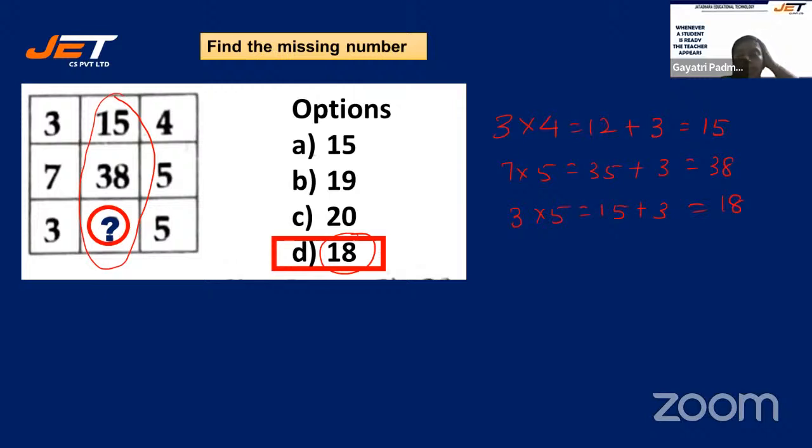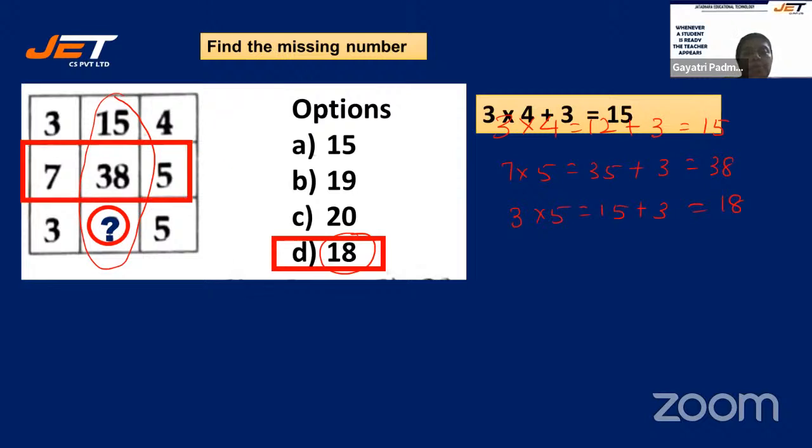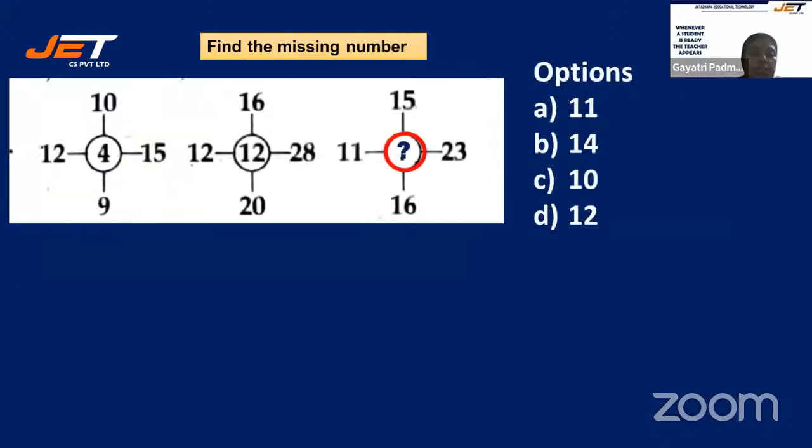So only thing is you need to check. There is some hidden format. That format has to be found out and applied. Yes, I'm sure you must have understood this. Let's quickly move on to the next sum. You have 10, 12, 15, 9, and the inner circle is 4. Then you have 16, 12, 28, 20, your inner circle is 12. Next, you have 15, 11, 23, 16, and your inner circle is the missing number. Now, how do you find out what is your missing number in this?